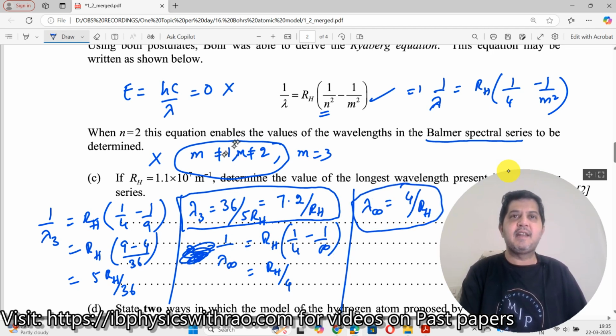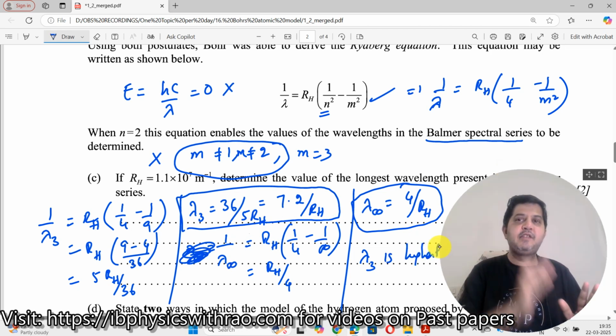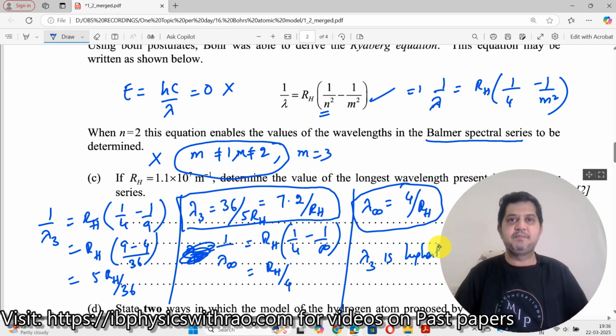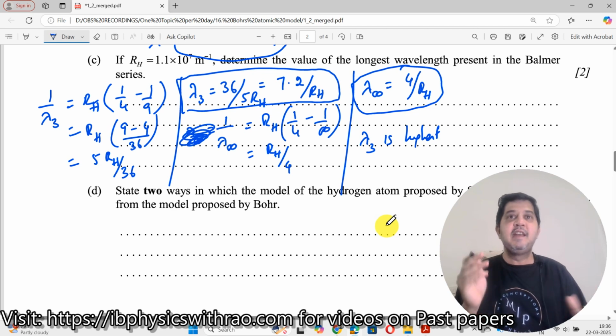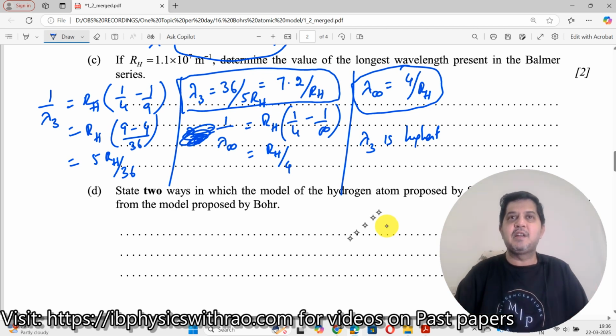Whatever the value of RH, I'll substitute some constant value. So I can see lambda 3 is the highest one. Any value between 3 and infinity will definitely be lower. So what should I do? I should just take the value of lambda 3. See, I'm explaining the things. Do not assume that you can do all this in 2 minutes. So you should know about it. That's why I'm pulling all this across.